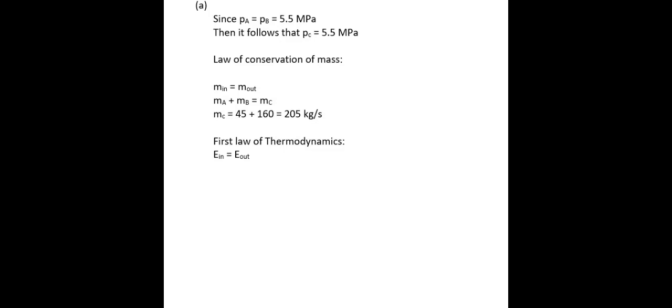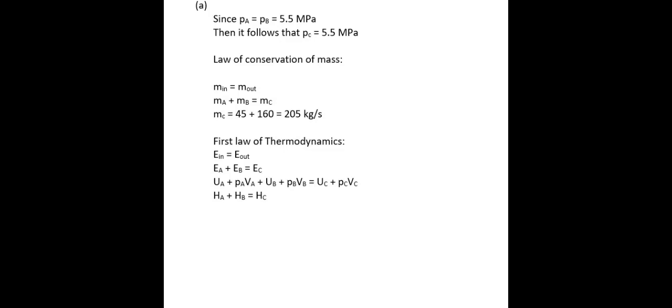Solving letter A, since the pressures at pipe A and B are the same, pipe C follows the same pressure of 5.5 megapascal. Using the law of conservation of mass, mass entering is equal to mass out. Thus, mass A plus mass B is equal to mass C, which is equal to 205 kg per second. Using the first law of thermodynamics, also called the law of conservation of energy, the energy entering is equal to energy out. Thus, energy of pipe A and pipe B is equal to energy of pipe C.